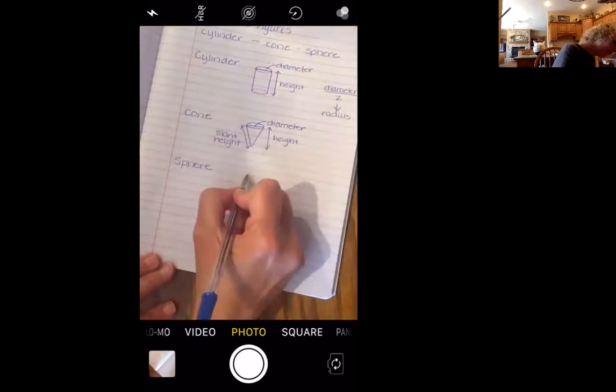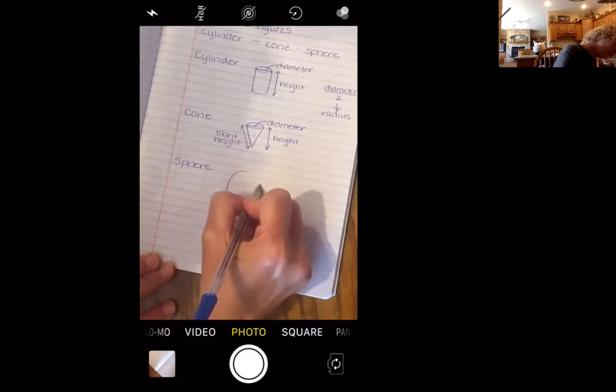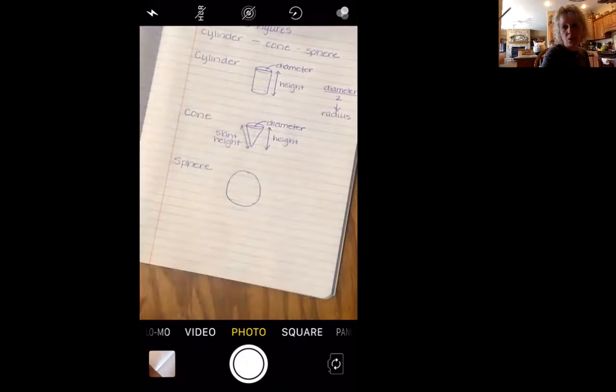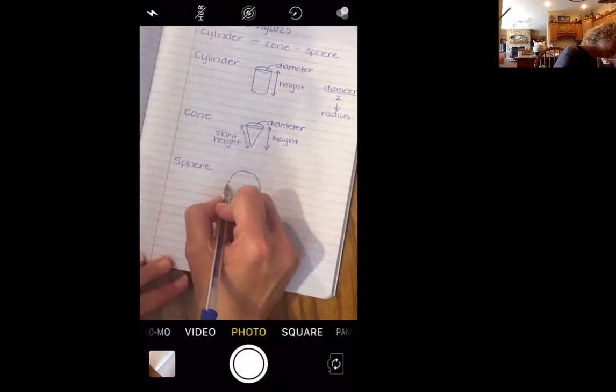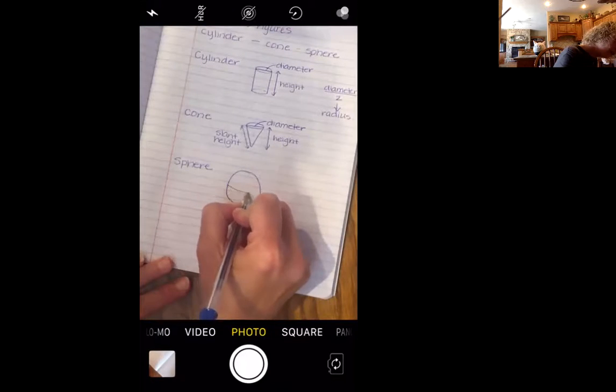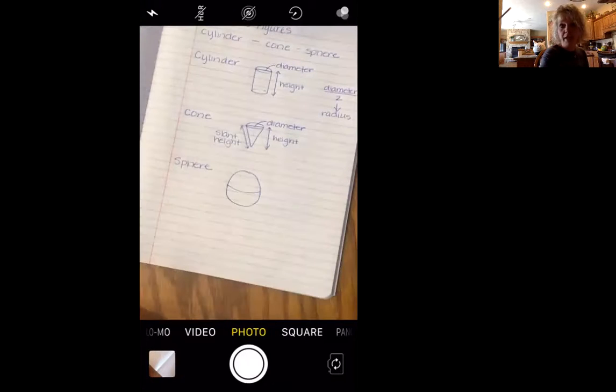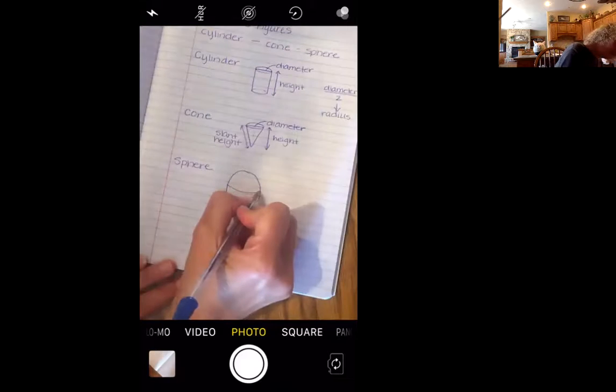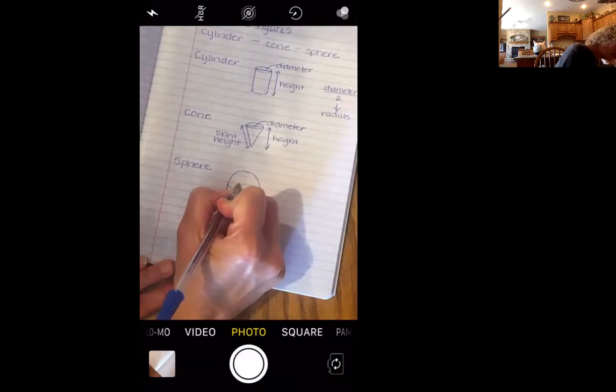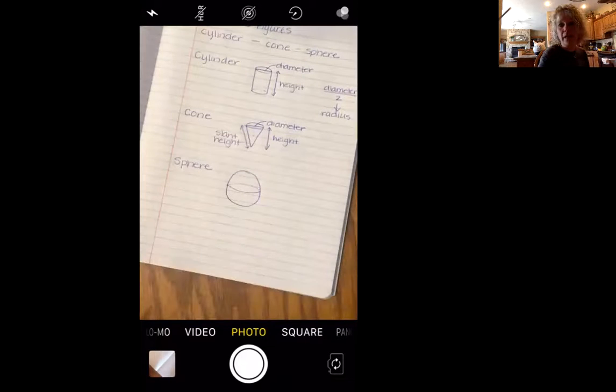Now, the sphere looks a whole lot like just a circle. But a circle is 2D. A sphere is 3D. So to make it look like a 3D figure, we're going to draw a solid, curved line, like this. And then on the other side, we're going to draw a dotted line like this so we can kind of see the 3D-ness of this object.